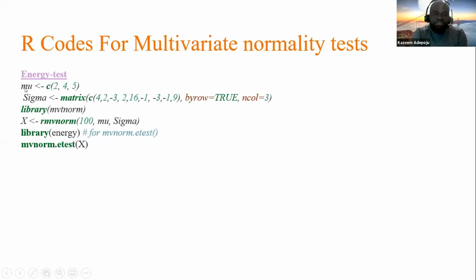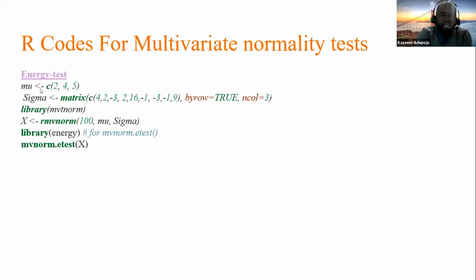Now take a look at what I have right here. I want to generate my data set from a normal distribution, and I want to generate three variables. I told you the last time in our lecture that I would walk you through how you can simulate a data set from a multivariate normal distribution.